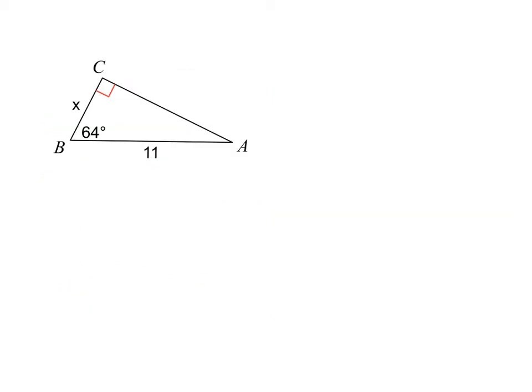So in this triangle, I'm given the value of 64 degrees for angle B. The longest side here, 11, is the hypotenuse. I don't know the opposite side. It's blank. But I do know that the adjacent side is x. So I want to find a ratio that deals with adjacent and hypotenuse. And the ratio that happens to deal with adjacent and hypotenuse is the cosine ratio.